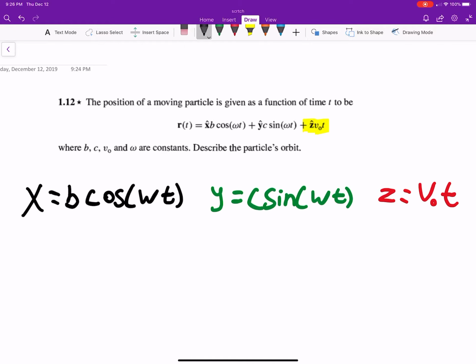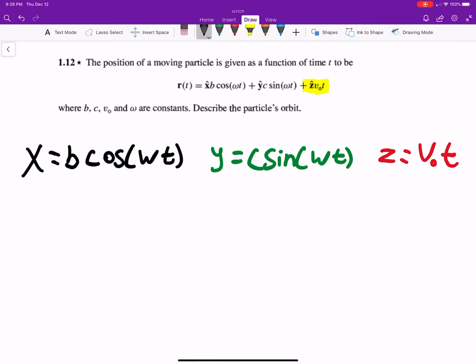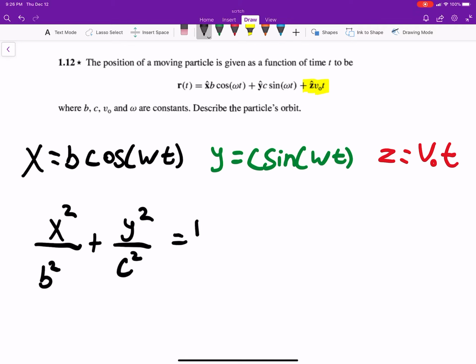I don't want to go over the previous problem too much or go over the exact same steps, but we found that in the xy plane, x squared over b squared plus y squared over c squared is equal to 1. This is from doing the little bit of algebra manipulation we did before. We got to this solution. You can watch the previous problem again if you're not sure how we got there.